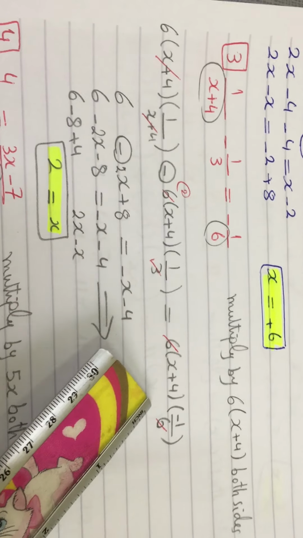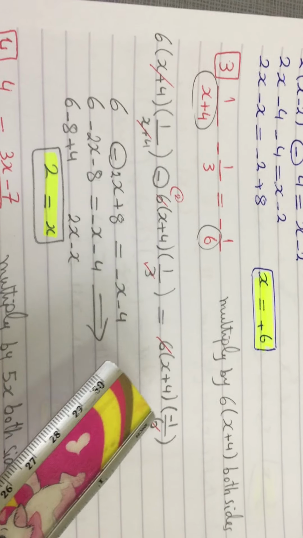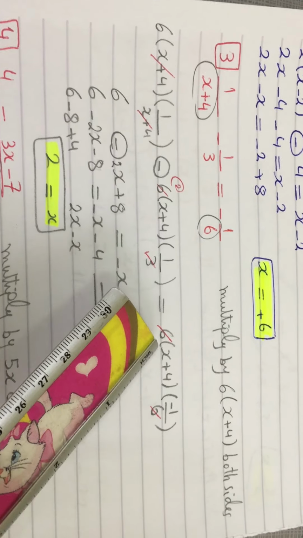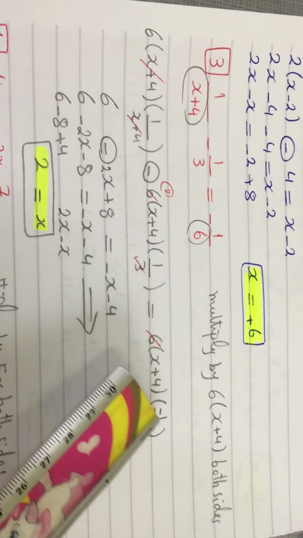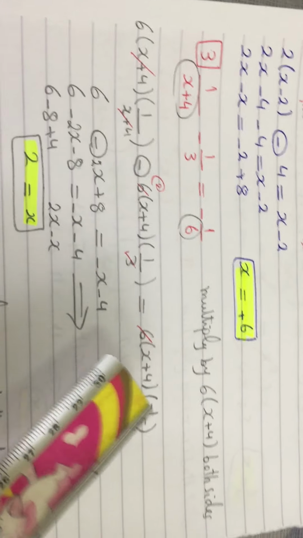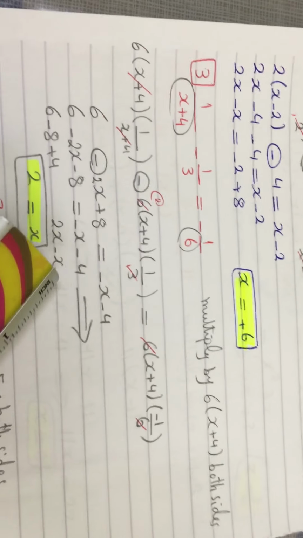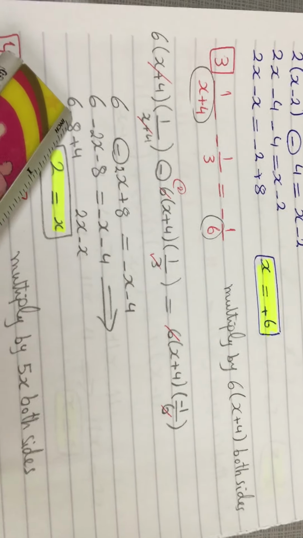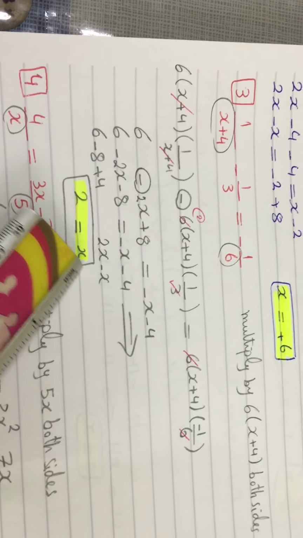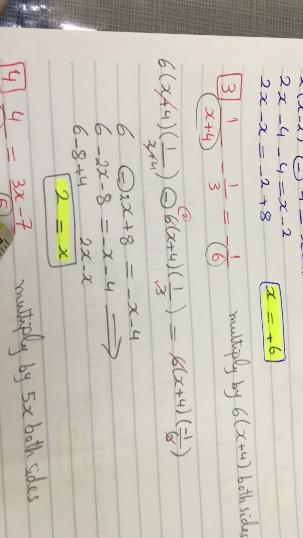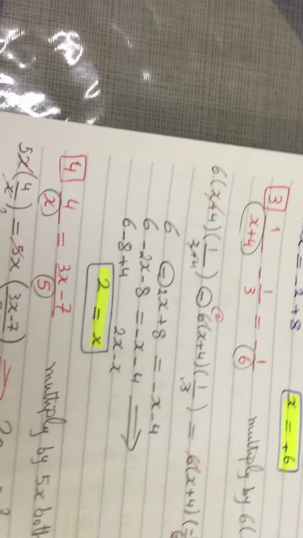On the other side, on the right side, I'll cancel 6 with 6, give me 1. Now what's left? x plus 4 multiplied by negative 1. So it will be negative x and negative 4. Now I'll take all x's aside and the numbers on the other side. So x equals 2. Okay.